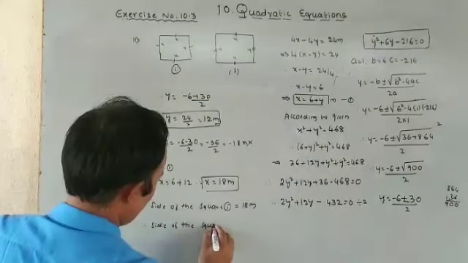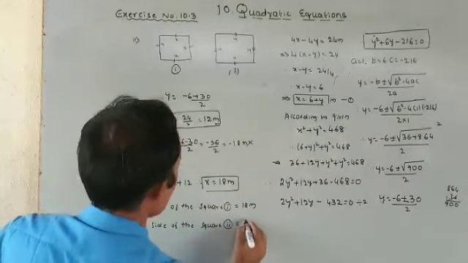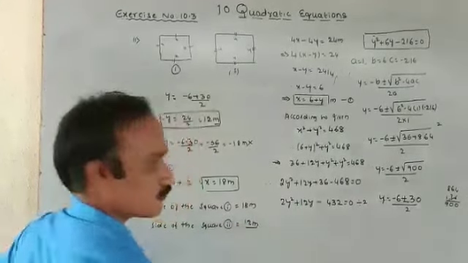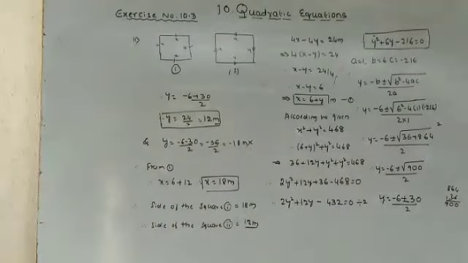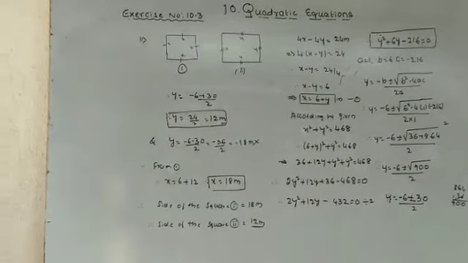Therefore time taken by the express train is equal to 132 by x plus 11 hours. Correct as 1, correct as 2.